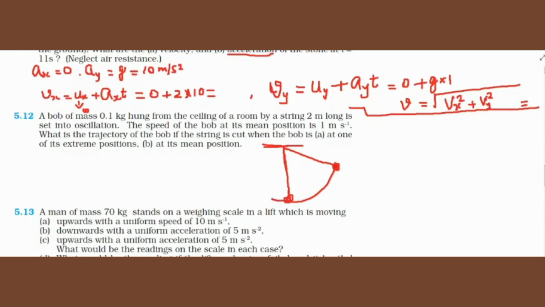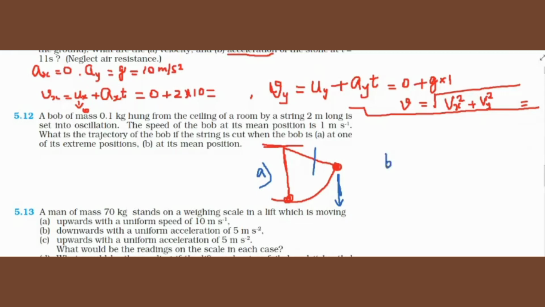Bob momentarily at rest means it has no velocity now. At that situation, you cut the thread. Remember, at the extreme position, there is no velocity for the bob. So naturally, what happens? No velocity. You drop an object, what happens? It goes vertically downward along a straight line path. So that is the first answer: it goes along a straight line path vertically downward.